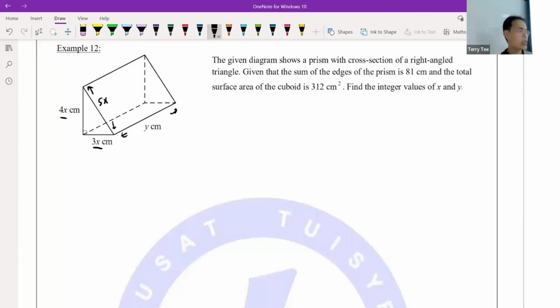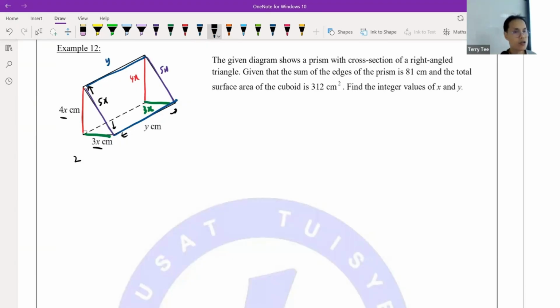Sum of edges means what? How many edges do you have? I got two 4x here, 4x and 4x. I got two 3x here. How many y do you have? I got 2y. I got 2 of everything. And how many 5x do you have? 2 of 5x. So everything is 2.